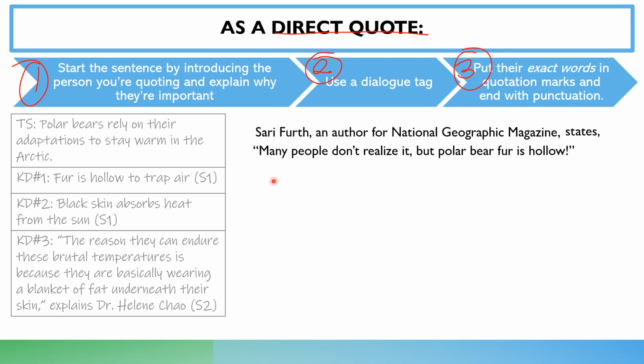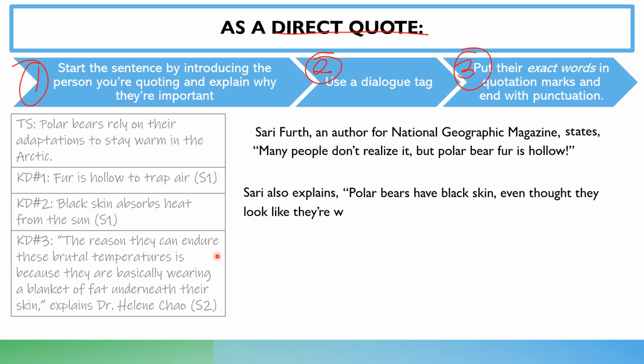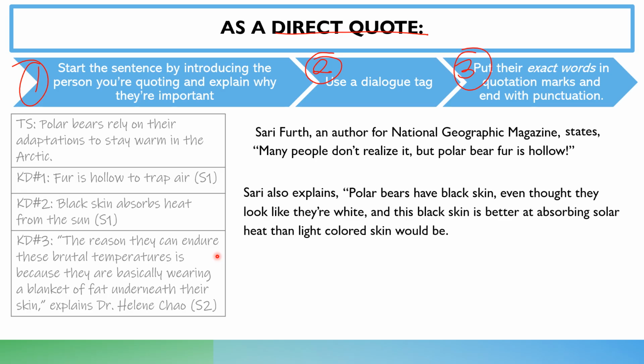Let's look at the next one about the skin color absorbing heat. I'm going to start by introducing her. I told the reader it's Sari. I don't need to retell who she is because I already did. And here's my dialogue tag. This time instead of saying states, I'm using the word explains. And then here was her exact quote. Polar bears have black skin even though they look like they're white, and this black skin is better at absorbing solar heat than light-colored skin would be. So those were her exact words. Again, she's an author, not a scientist.